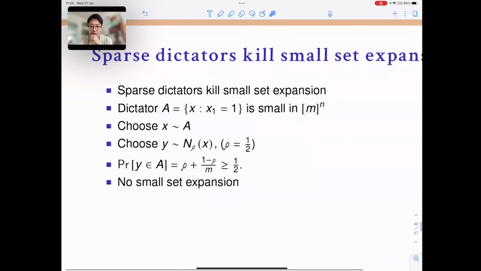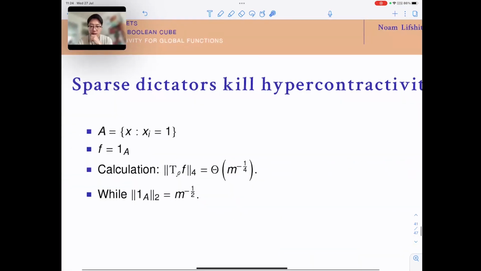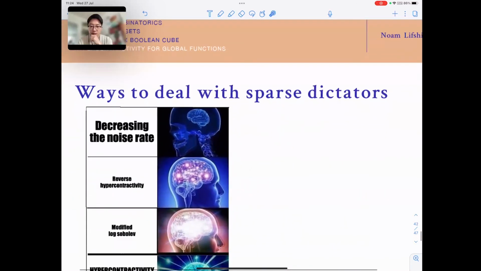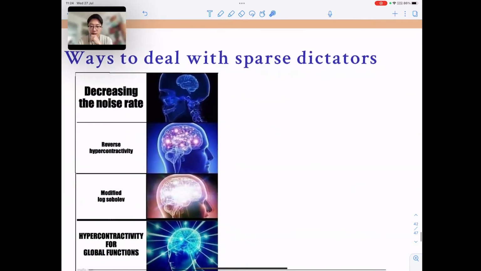They also ruin hypercontractivity. And then you have to find a way to deal with these sparse dictators.